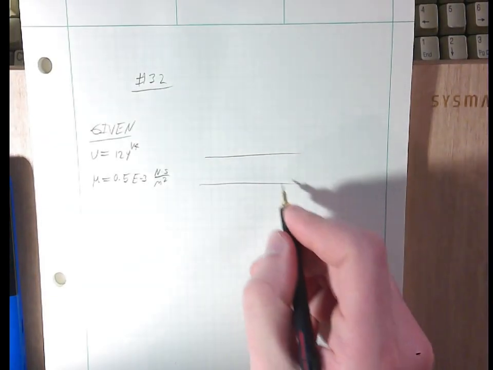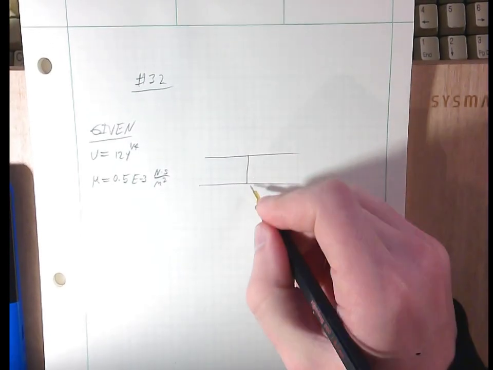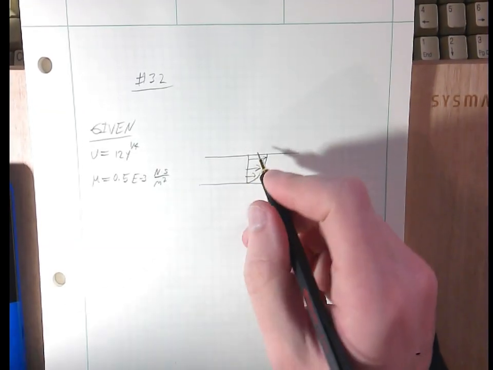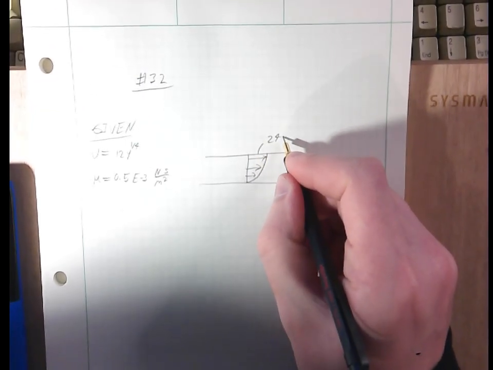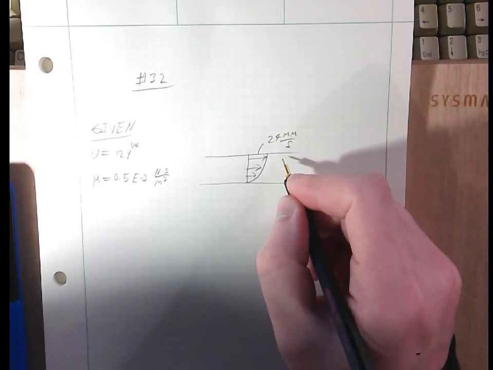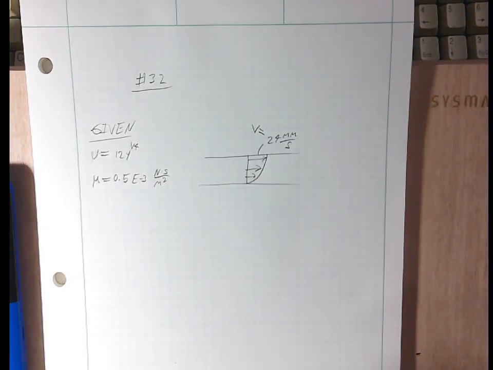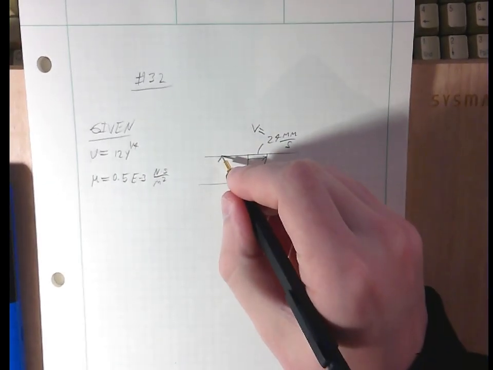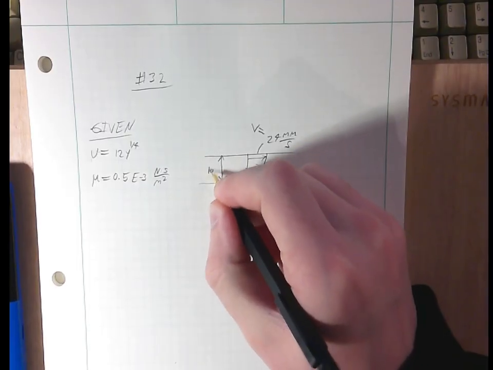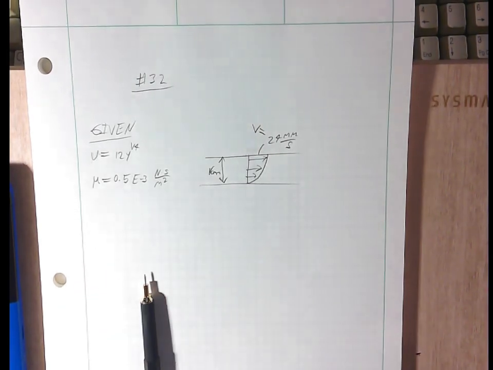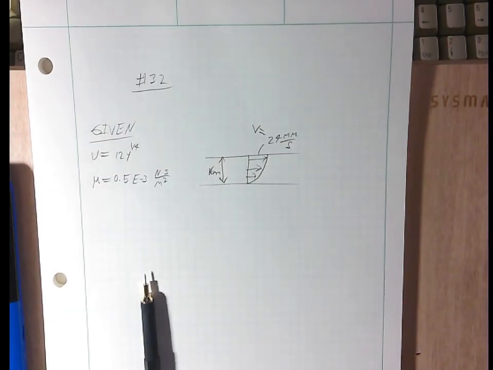And this is what the diagram looks like. Just like this, and you know this is 24 millimeters a second. So we know our velocity, and we are told this is at a depth of 16 millimeters.